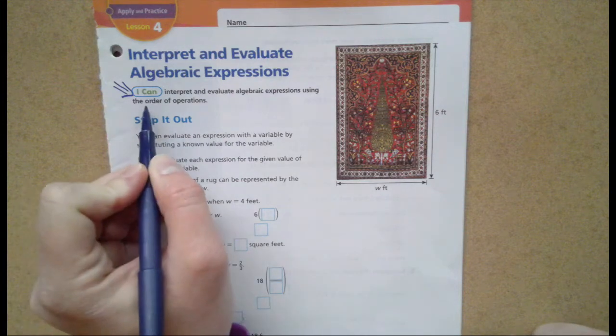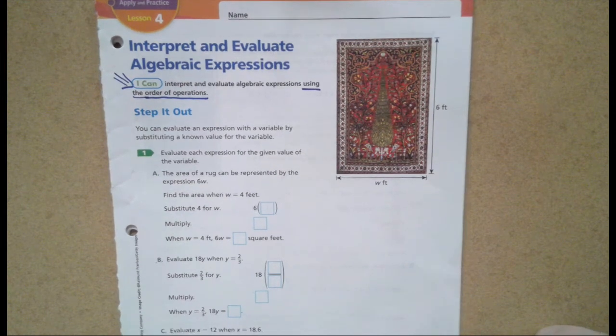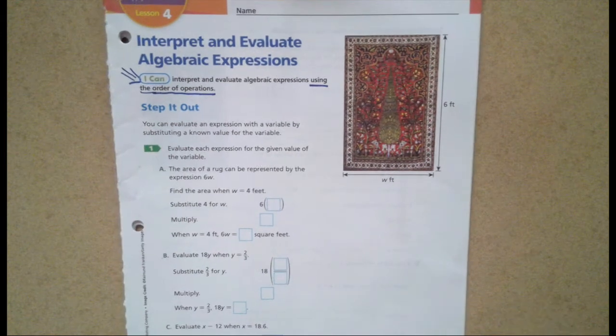I'm going to underline this part about using the order of operations because we can't just go all willy-nilly and answer these things in any order we want. We have to use the order of operations. So for our example here, for Step It Out, it says you can evaluate an expression with a variable by substituting a known value for the variable.